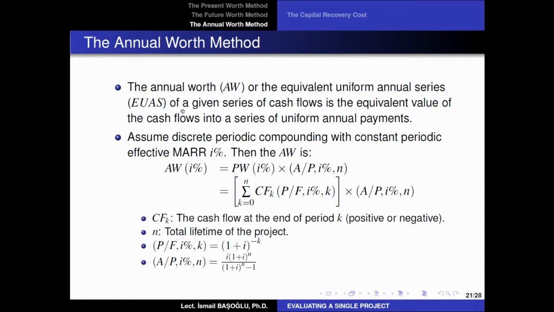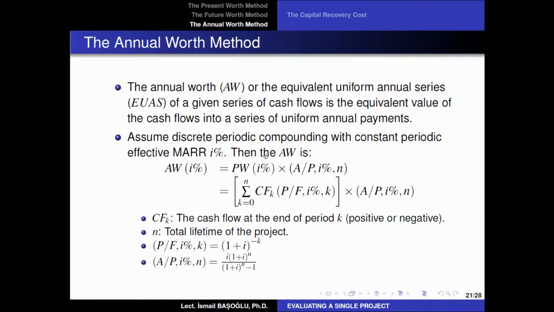Okay, in all languages we can give an expression for the annual worth. So for a given series of cash flows, it is the equivalent value of the cash flows as a series of uniform annual payments. So this time we are not going to calculate the present worth or the future worth. Instead, we are going to convert everything to uniform installments, uniform payments made at the end of every period. Okay? So how do we do that?